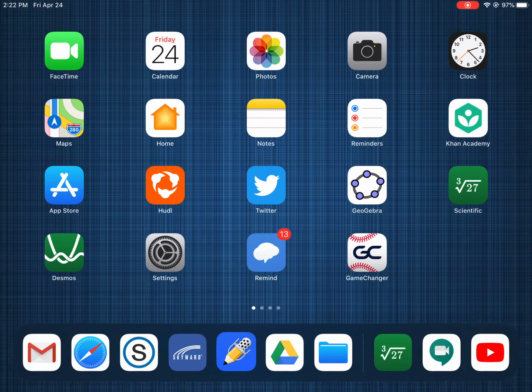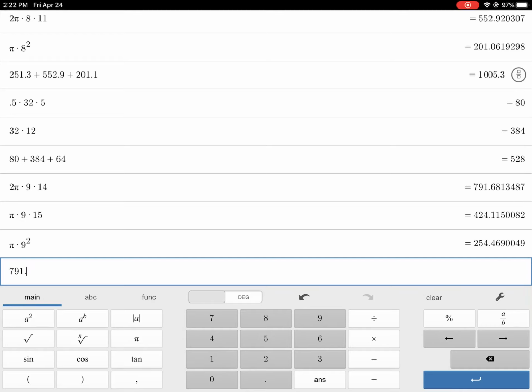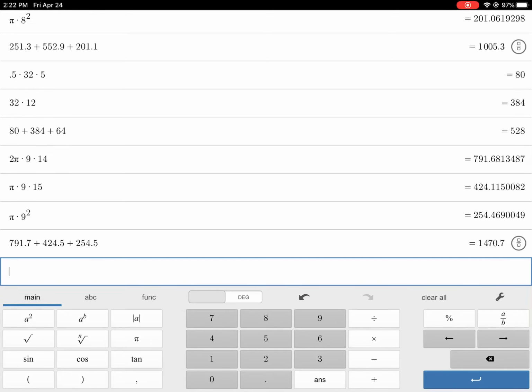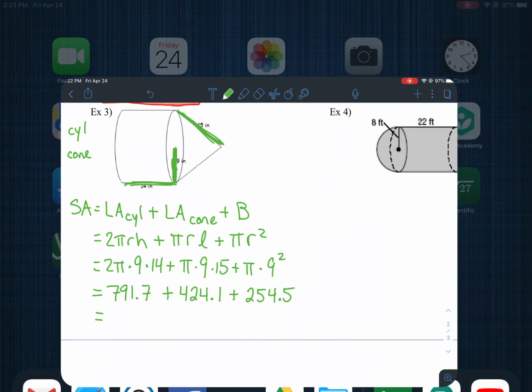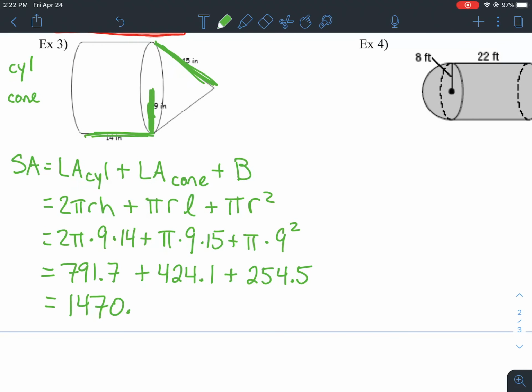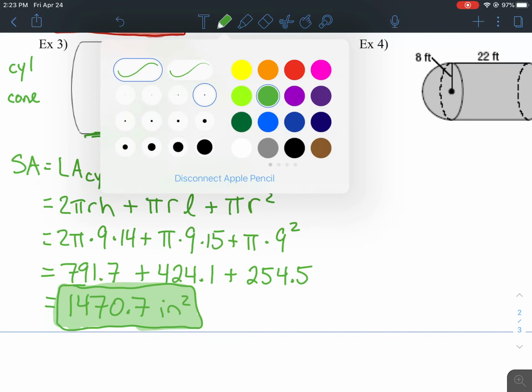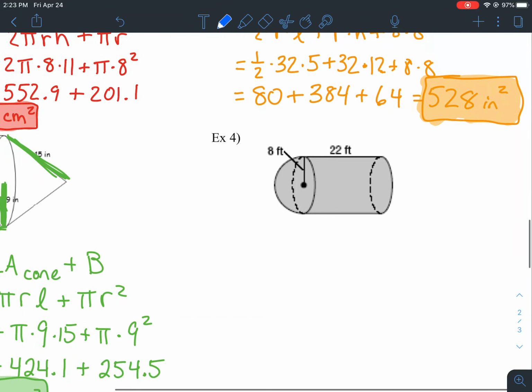And now we add those three pieces together. So 791.7 plus 424.5 plus 254.5 comes out to be 1470.7, and that's going to be inches again squared. LA plus B. So there's only one example left, number 4.